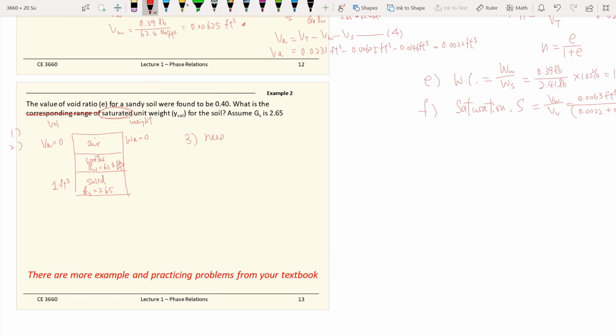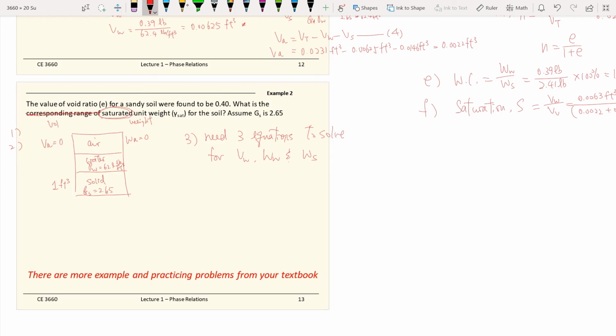And we need 3 equations because we have 3 unknowns to solve for. What we don't know is the volume of water, the weight of water, and the weight of the solid. So remember, when you think of those equations, every time the problem changes, the way you do it will be a little bit different.